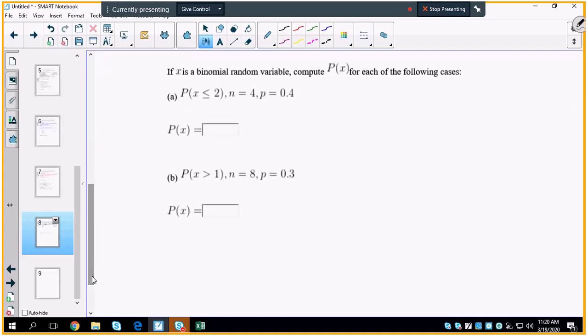If X is a binomial random variable, compute the probabilities for the following situations. So I have given you a couple of situations and we're going to find the probability for these situations. The first one is probability of X less than or equal to 2. Remember, this is the cumulative one. X less than or equal to 2 means your X can be 0, 1 or 2. Instead of finding them all separately, I'm just going to find the cumulative one for X equal to 2. So use X equal to 2, N equal to 4 and P equal to 0.4 and see what you get. That should be your answer for the question.